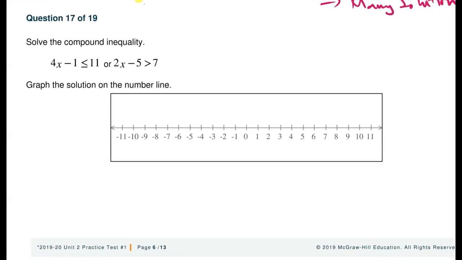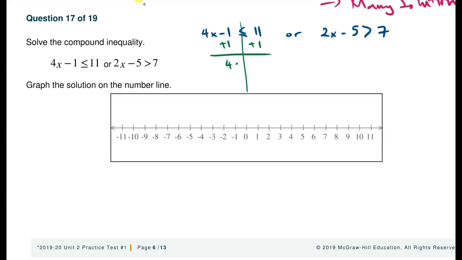Alright, problem 17. We have a compound inequality: 4x minus 1 less than or equal to 11, or 2x minus 5 greater than 7. We're going to solve this by adding 1 on both sides. That will give you 4x less than or equal to 12. Then we divide by 4 on both sides: x less than or equal to 3.